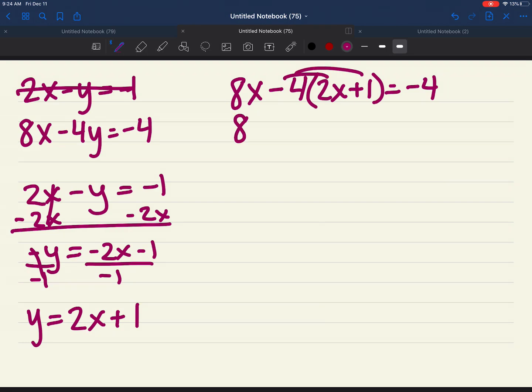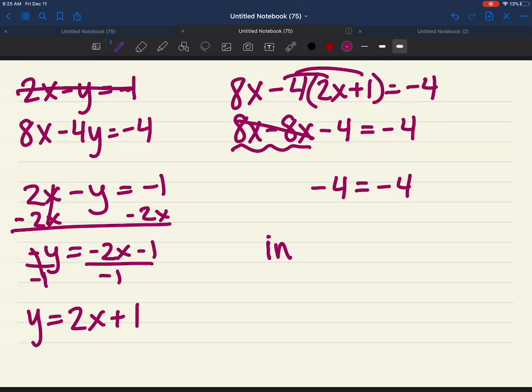Distribute 4 into x and 1, so 8x minus 4 equals negative 4. Good, and add 4 to the side. No, always do what first? Subtract 8x. What's 8x minus 8x? Nothing. It goes away or cancels. What are you left with? Negative 4 equals negative 4, all reals.